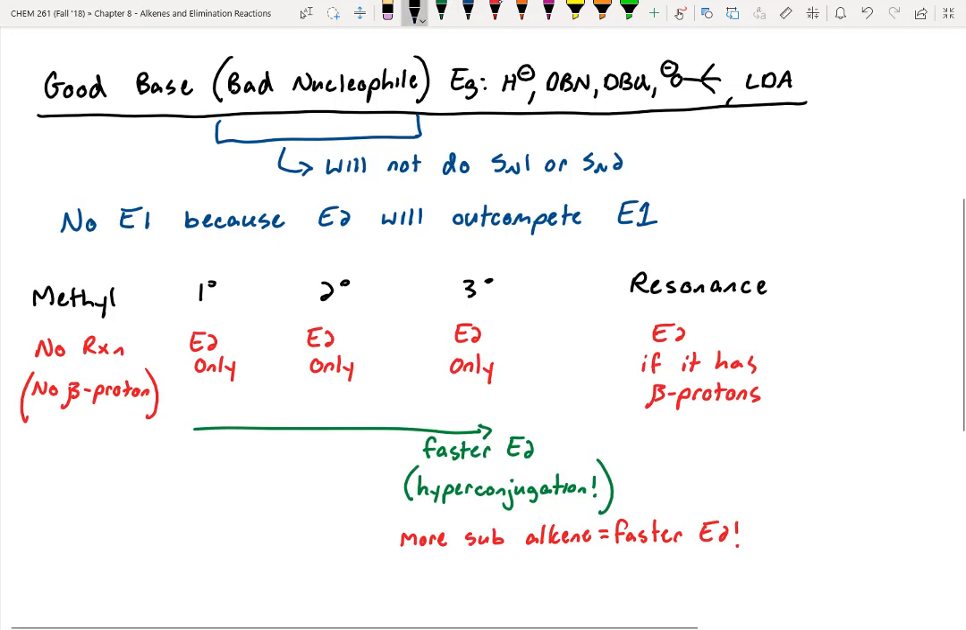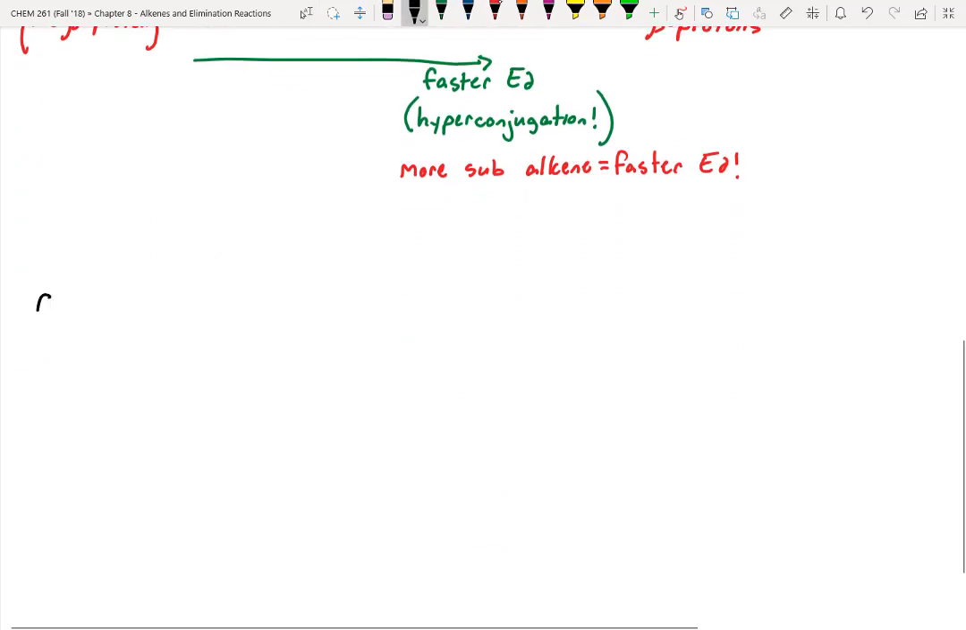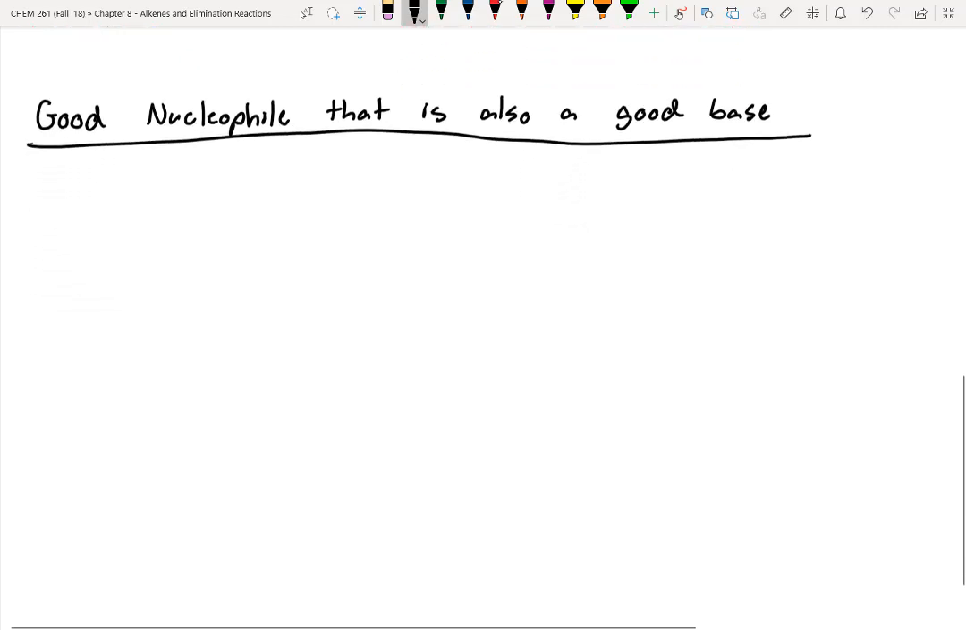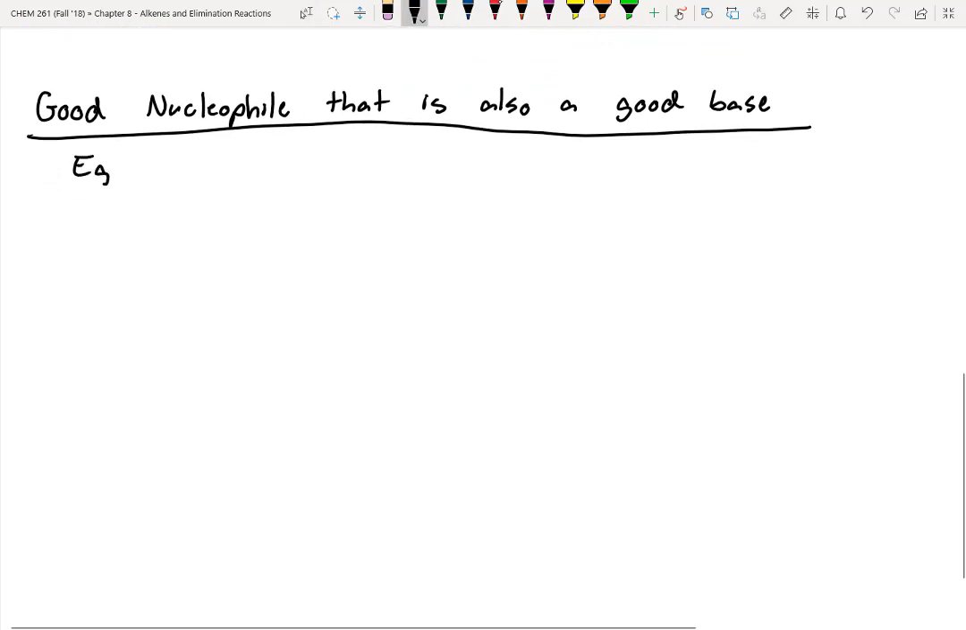All right. Now we got to get into the next one. Let's do good nucleophile that is also a good base. And I did want to give some examples with this one too. What are some examples of good nucleophiles that are also good bases? Hydroxide, right? Hydroxide, because it's not sterically hindered, it's a pretty good nucleophile.